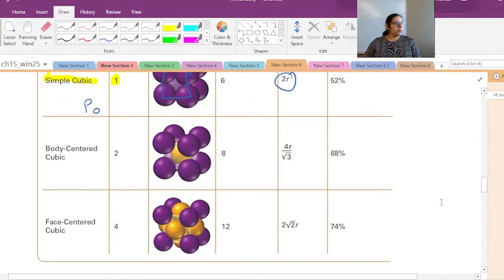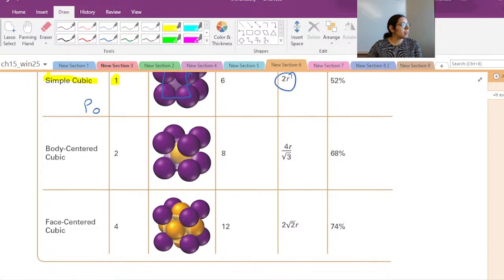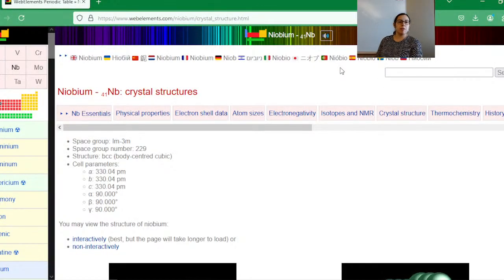And so then our next one is body centered cubic. Here's our body centered cubic. So one of our examples would be niobium. So again, a metal.